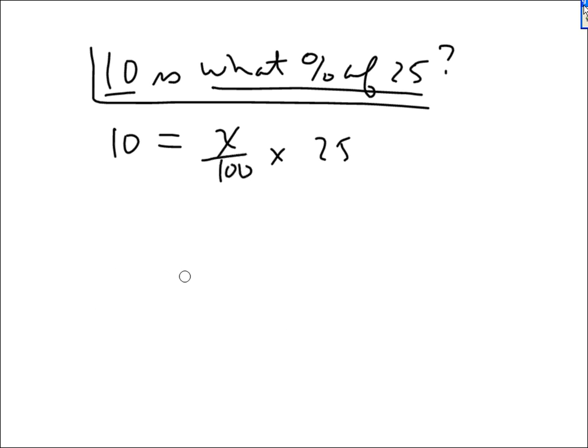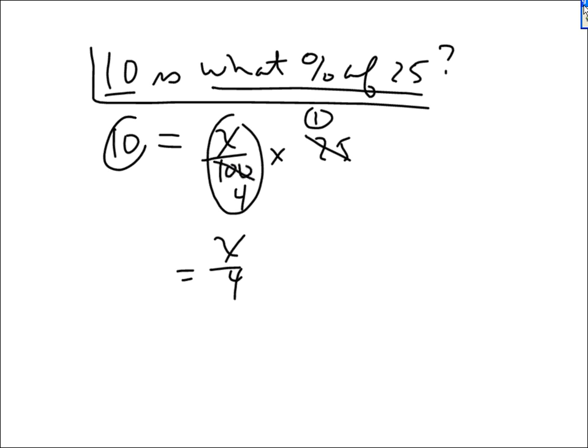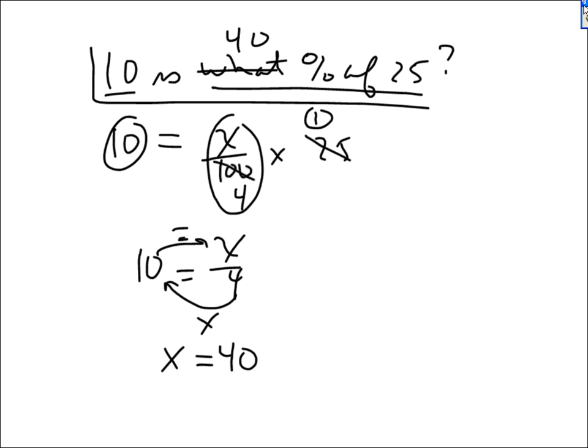We'll easily get the number 40 because 25 goes into both of these numbers 1 time and 4 times. X over 4, anything times 1 is the anything. So x over 4 still equals 10. 4 times 10, that's x. Know that pattern like you know your name. Otherwise, algebra is going to be a pain in the neck for you. 4 times 10, or 40, is x. That problem is done. 10 is 40% of 25.